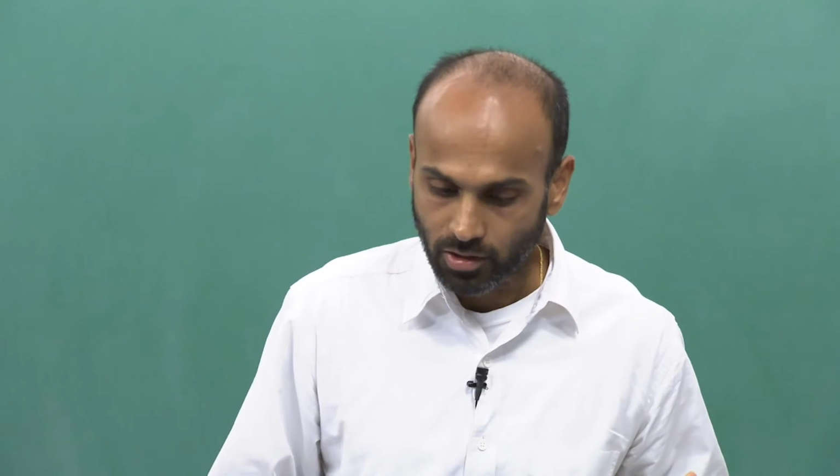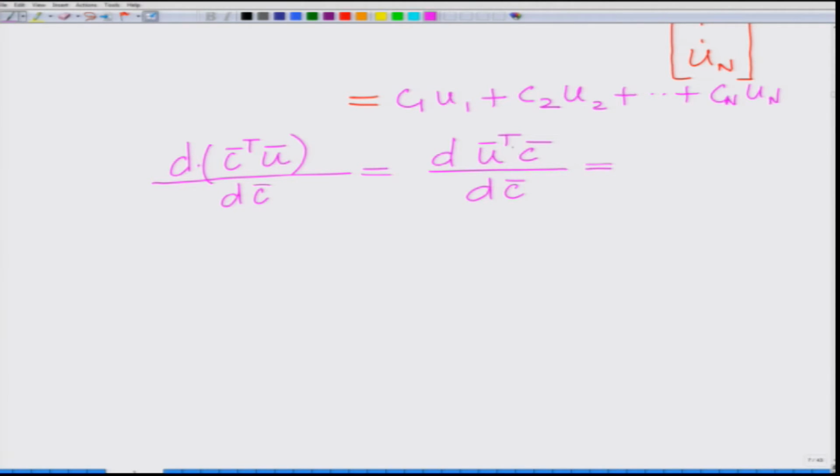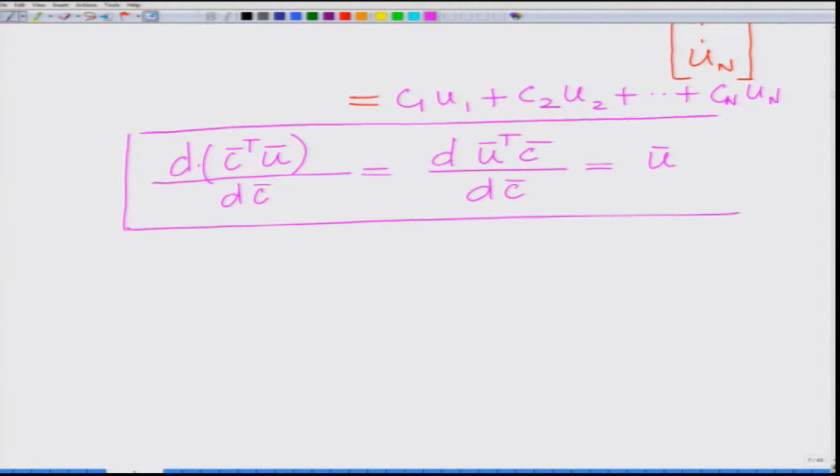and in fact, C bar transpose u bar is basically nothing but the transpose of u bar transpose C bar. Okay. And therefore, naturally, if we take the derivative, the derivative of C bar transpose u bar with respect to C bar will be equal to the derivative of u bar transpose C bar with respect to C bar, and we already know this derivative is equal to u bar. Okay. So, we have this principle.